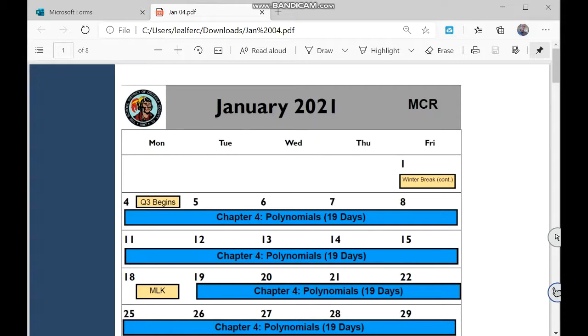We have a break, a small holiday here on January 18, but all the other days we will work, we will practice, we will solve quizzes about polynomials.